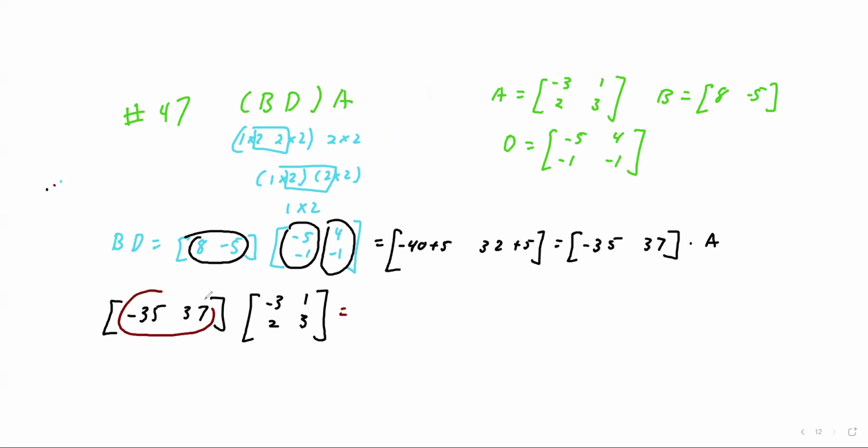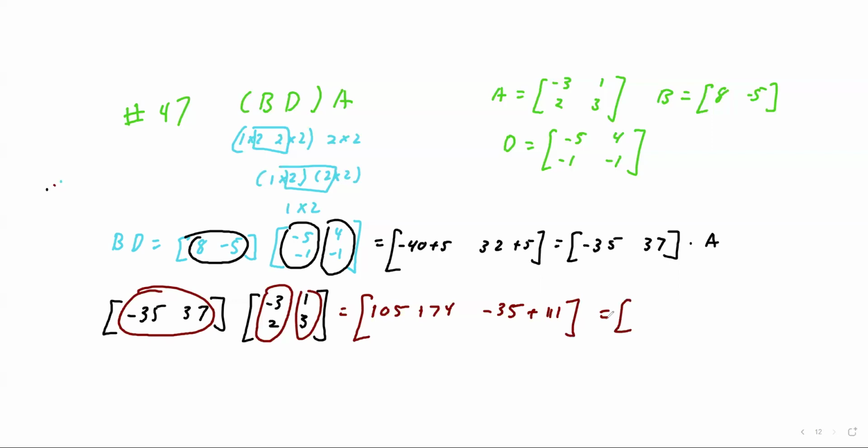So this will be first row times first column. So -35 times 3, what's that? 105. So that's a -105. And then 37 times 2, what's that? 74. And then first row, second column, -35 times 1 is -35. 37 times 3, what's that? It's 111.